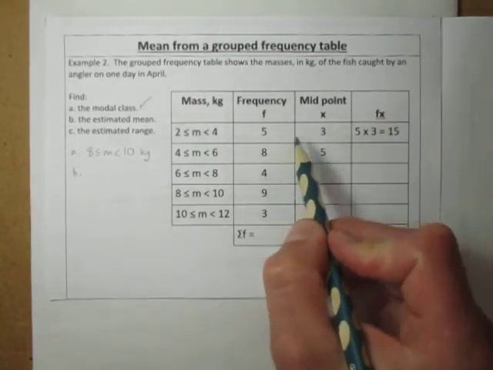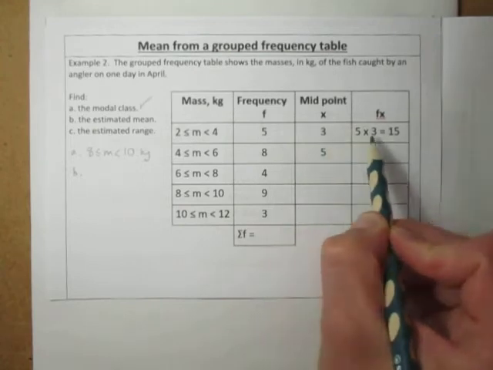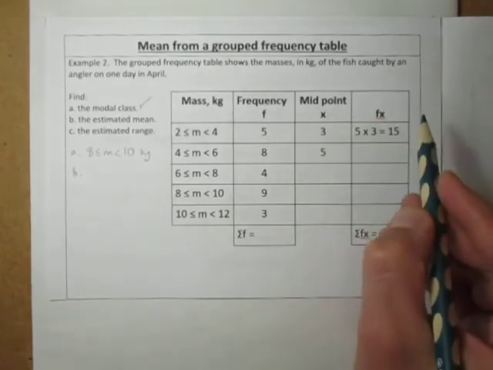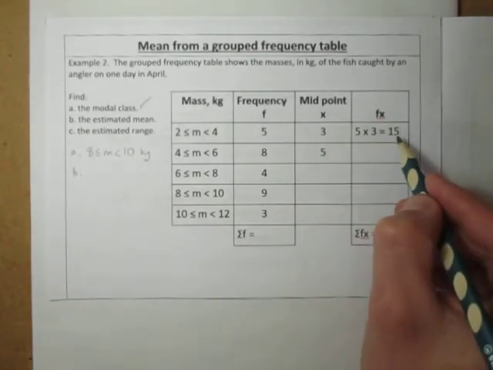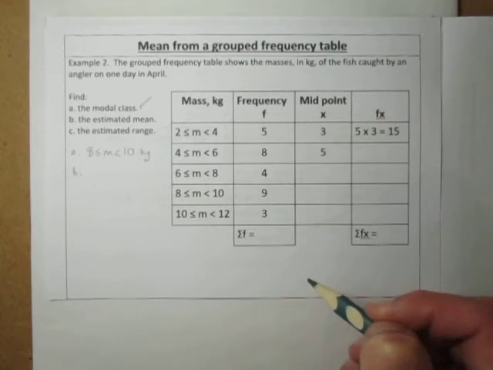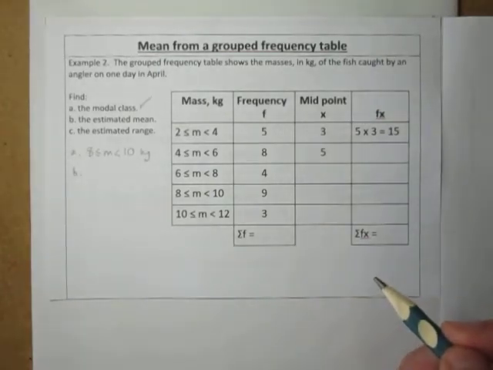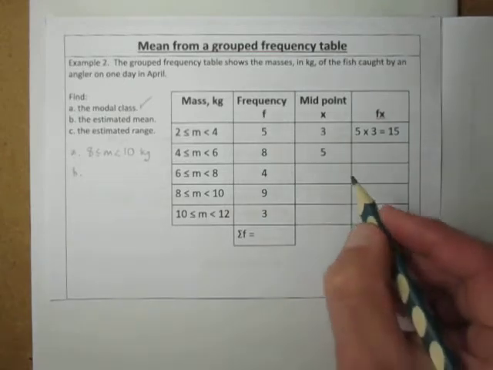So the midpoint of the class interval 2 to 4 is 3. 5 times 3 tells us that the mass of the 5 fish in that class interval is approximately 15 kilograms. And if we work out the midpoint of each of these groups, that will allow us to then come up with the estimated mean.